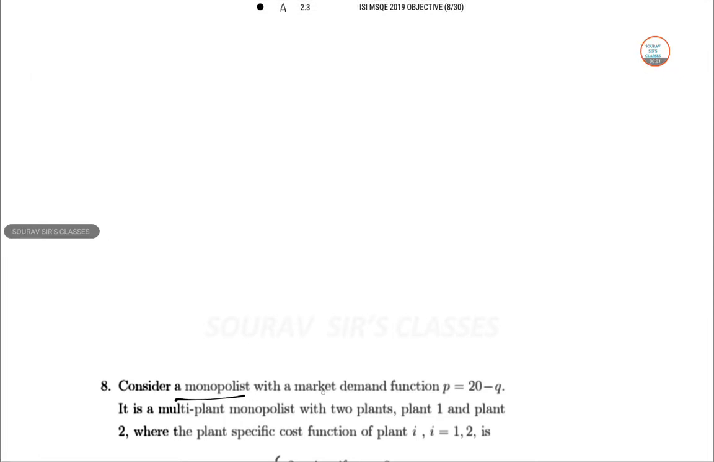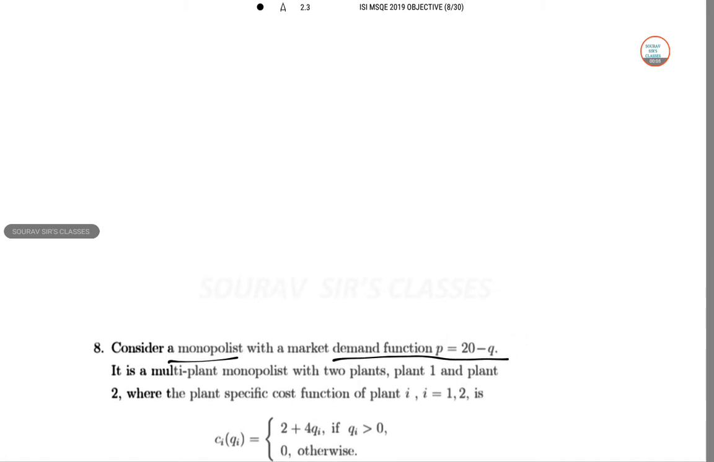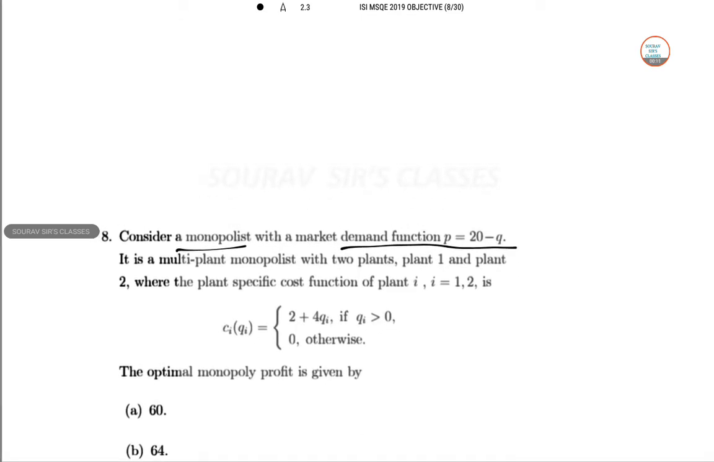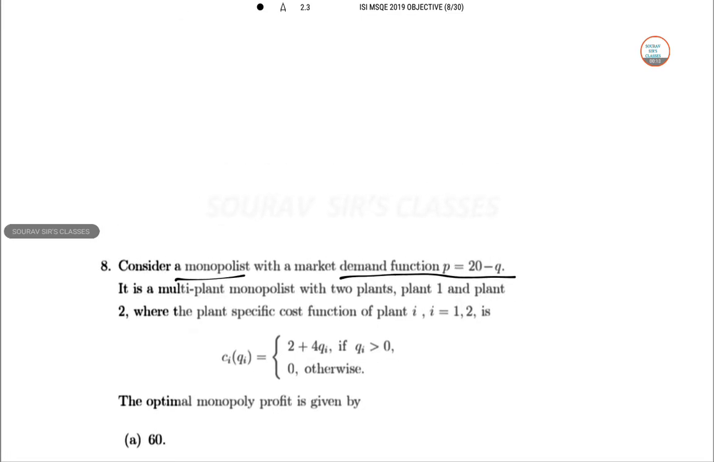Consider a monopolist with market demand function P equal to 20 minus Q. It's a multi-plant monopolist, so obviously two or more than one plants. The cost functions are given, so we need the optimal profit. This one is a general problem, and we can solve it directly.